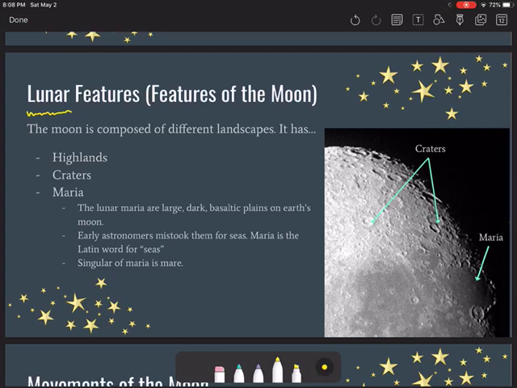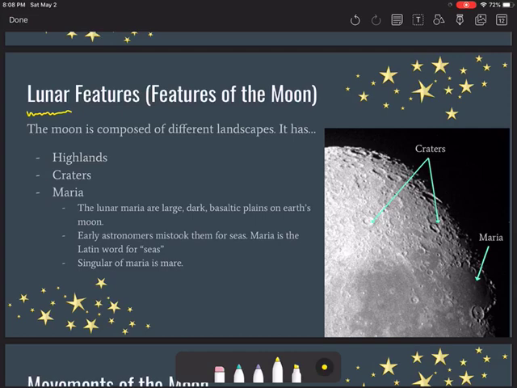Back in the day, early astronomers mistook them for seas. So from Earth, they looked at them and they're like, man, those look like large bodies of water. In fact, it is not. But the word maria is actually Latin for the word seas. So that's where it got its name from. If you're curious, maria is Latin for seas, so singular would be a mare.